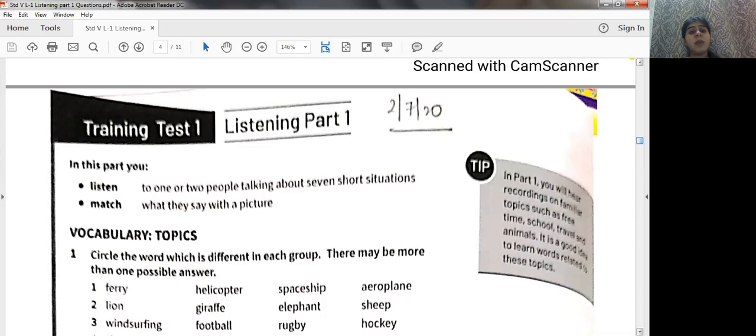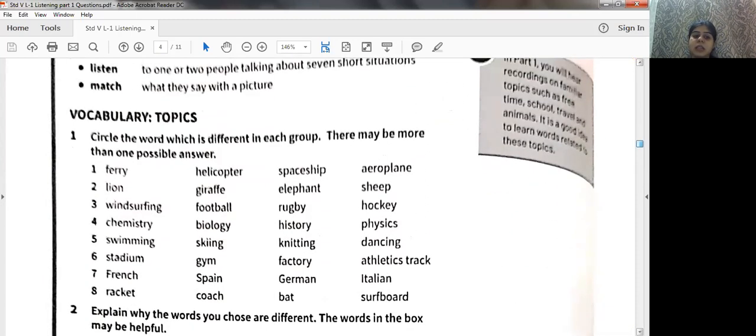Now you would be wondering, students, how do we listen? So don't worry, I have made all the necessary arrangements for you all. Before actually starting with the listening part, students, on page number 34, listening part 1, you have some exercises, and we have to do the exercise. So let us see what the exercise is about.